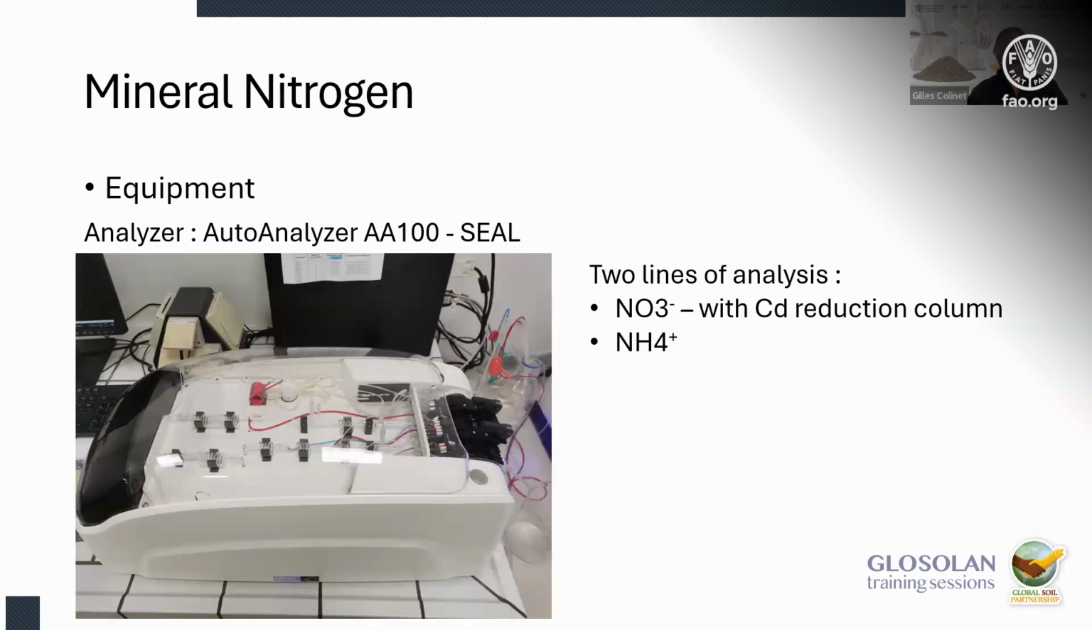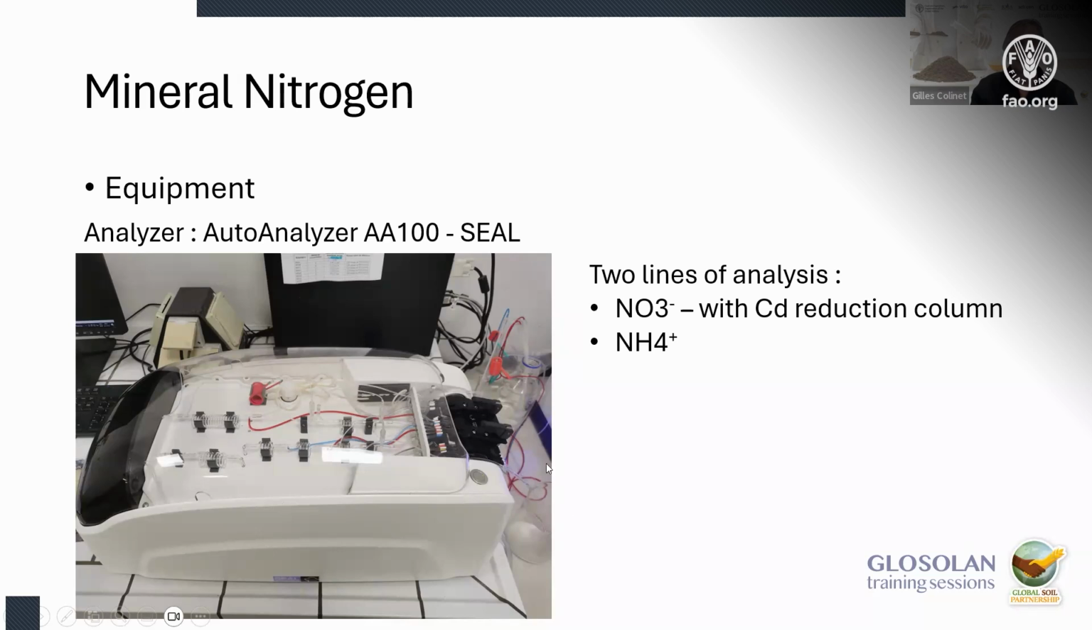Here are photos of the device that we have. We recently bought this one. There are many others, of course. Here we have a SEAL AutoAnalyzer AA100. In this one, we have 2 lines of analysis.